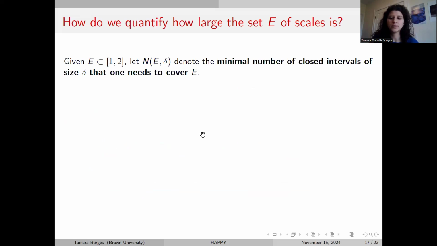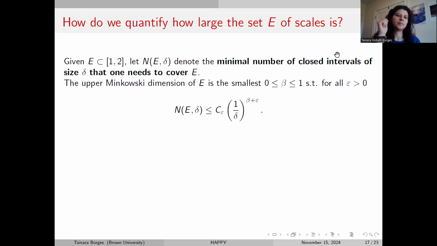But if you want to prove bounds for this more general setting, you would have to quantify how large the set of scales is, and you would need this notion of upper Minkowski dimension. So how does this work? Often, if you have a subset E of [1, 2], you check how many intervals of size delta you need to cover E, and you call that N(E, delta). The upper Minkowski dimension of E should be the smallest beta that makes the following true: N(E, delta) is at most delta^(-beta) times some epsilon loss.